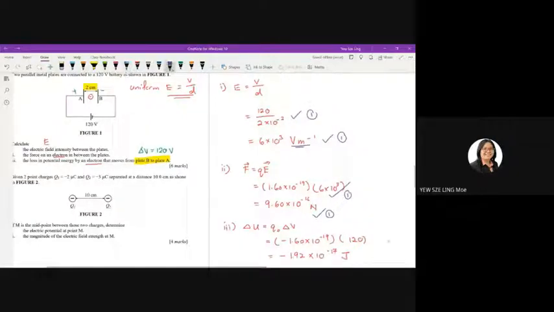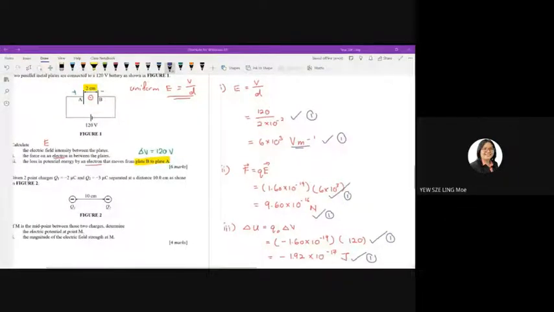So once again, if you got your substitutions correct, you got 1 mark. Final answer with a correct unit, another mark. So altogether 6 marks for question 1A. I give you 2 minutes to write it down. If you have any questions, you may ask. If not, we'll proceed to question B.